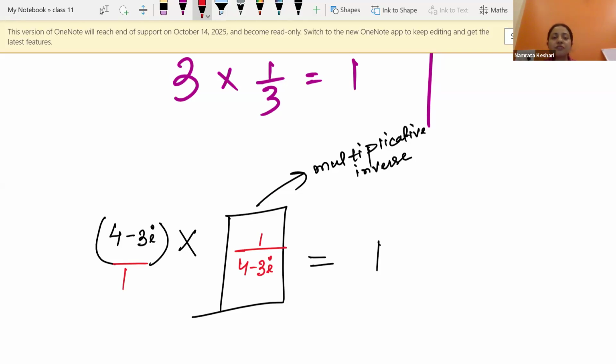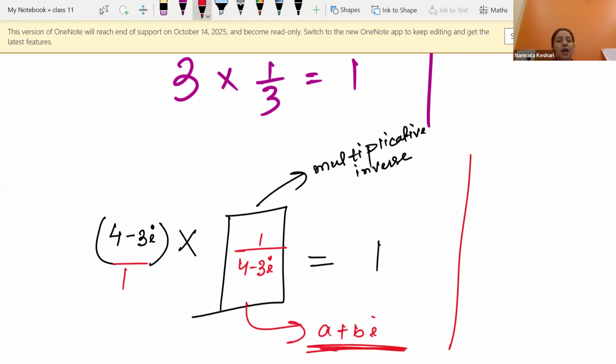But we are not supposed to leave the answer like that. The question is asking: what is the multiplicative inverse of 4 minus 3i? If we say 1 by 4 minus 3i, it will show error, error, error, because the format we have to feed in this blank box is a plus bi format. It will only accept an answer in this format.